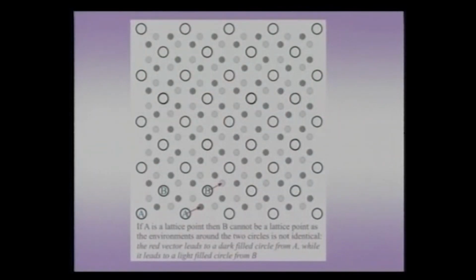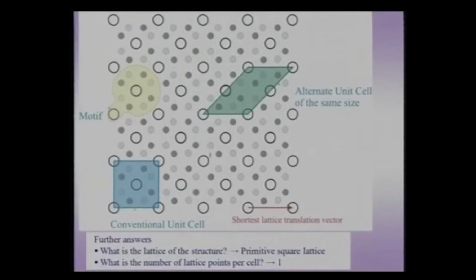So now, for my choice, let me go ahead and choose A as a lattice point. That means all the A's would form a lattice. This point, this point, this point. Equivalently, I could choose B as the origin and the set of B's would also form a lattice. But the point to be noted is that A and B both simultaneously cannot be lattice points because of their environments being different. Now let us overlay the unit cells, the shortest lattice translation vector and the motif which will go on to generate this crystal.